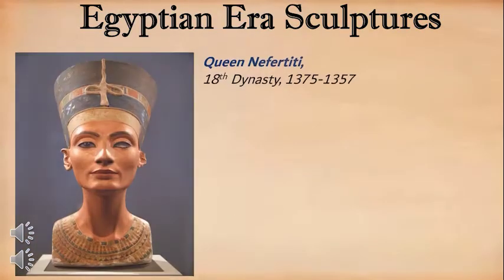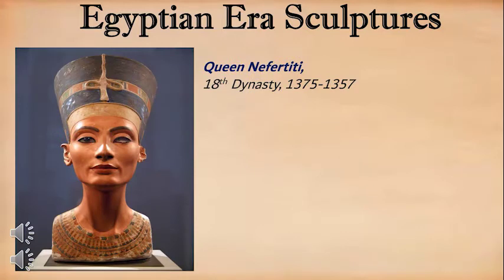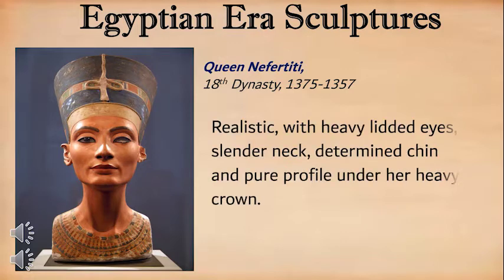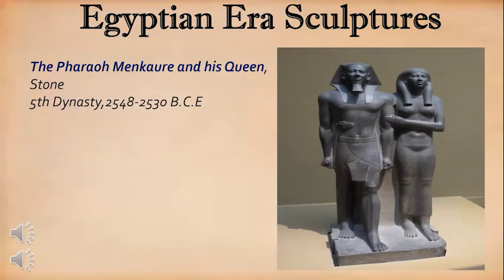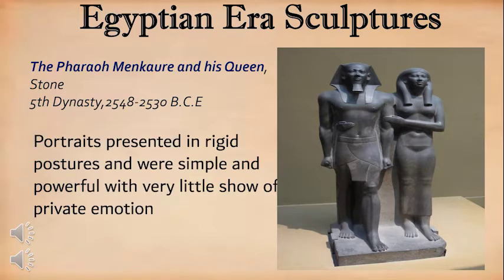The Egyptian-era sculptures. Queen Nefertiti, from 18th dynasty, 1375 to 1357. Realistic, with heavy-lidded eyes, slender neck, determined chin and pure profile under her heavy crown. And the next is the pharaoh Menkaure and his queen, stone. 5th dynasty, 2548 to 2530 BCE. Portraits presented in rigid postures, and were simple and powerful, with very little show of private emotion.